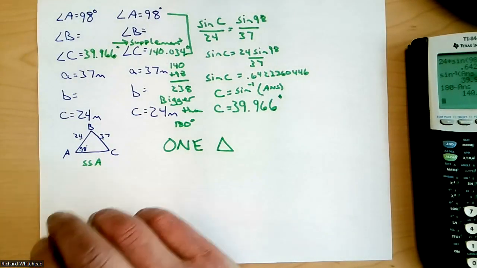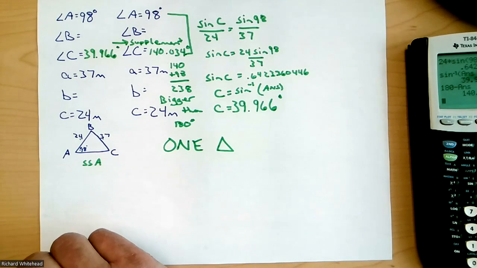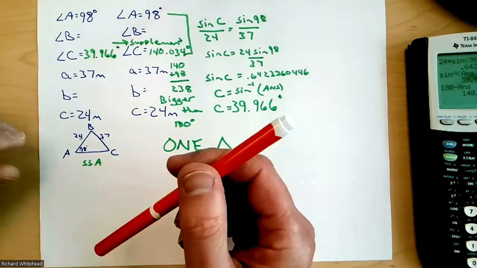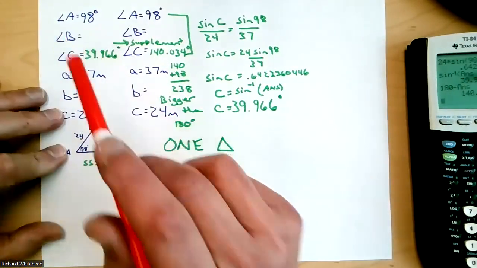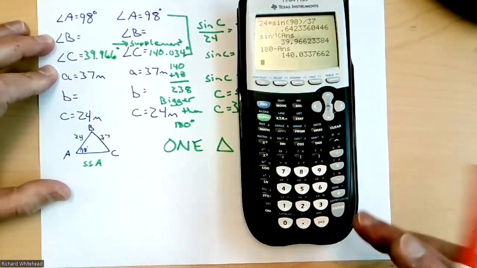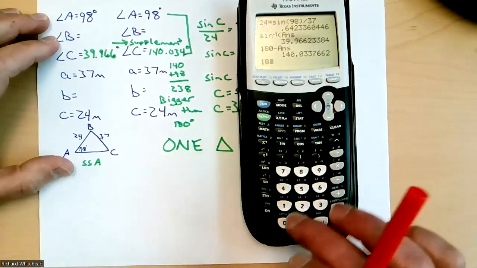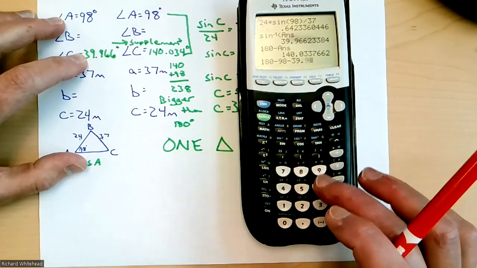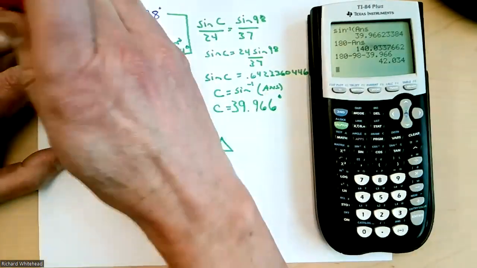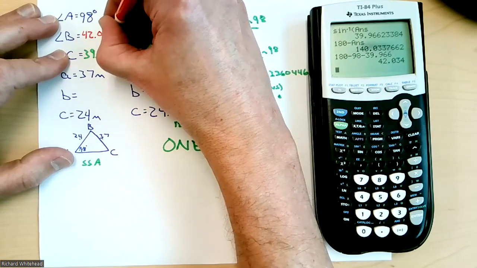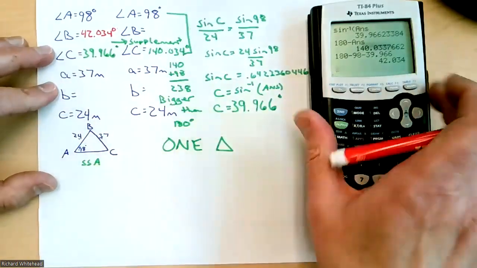But now that I know there's one triangle, I still have to go through and find the other pieces of this one. This is easy. How would you find angle B? Well, angle B would just be 180 minus 98 minus 39.966. So angle B is 42.034. And we are going to get a little rounding in this case.